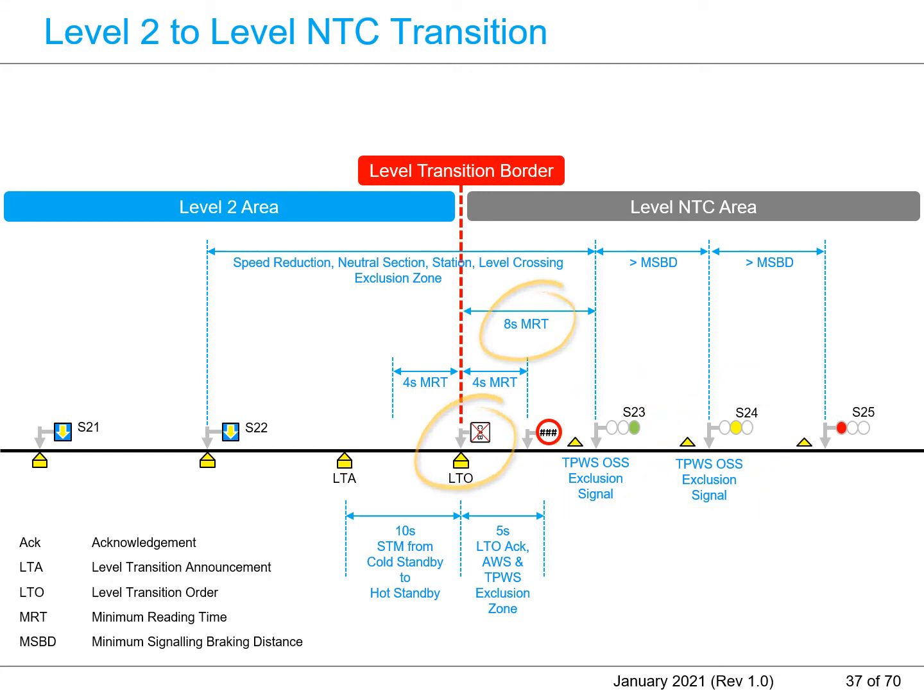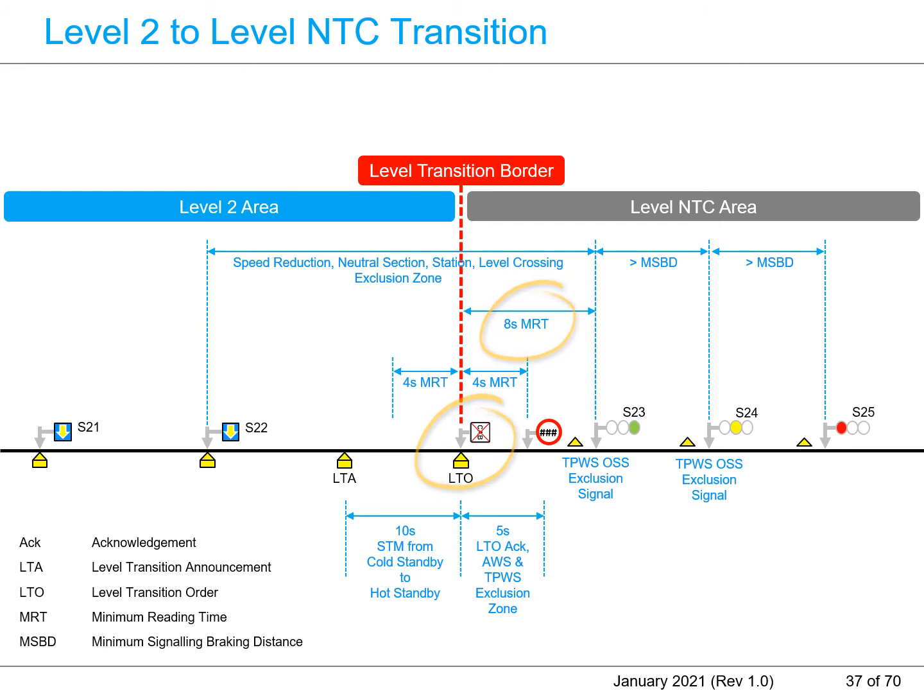The level transition order, LTO Balise group, and the end of cab signaling board will be required at the level transition border. The location of the LTO Balise group requires to provide 8 seconds minimum reading time for the signal beyond the LTO Balise group. The distance for 8 seconds minimum reading time provides adequate time for the train driver to observe the first signal in the level NTC area, to interpret the indication, to assimilate the information, and to decide the action.